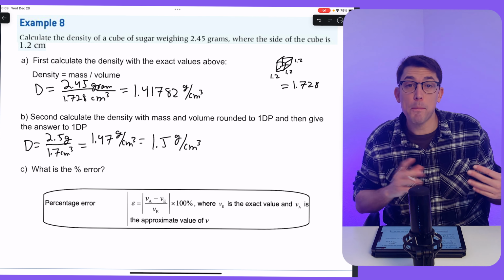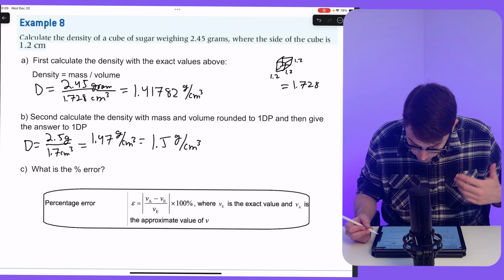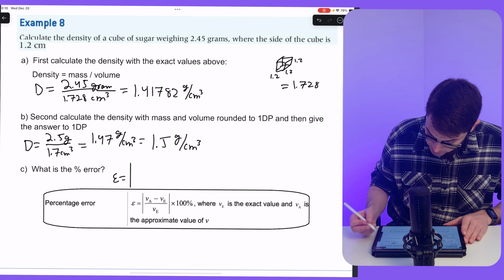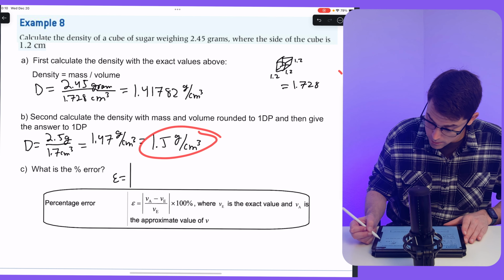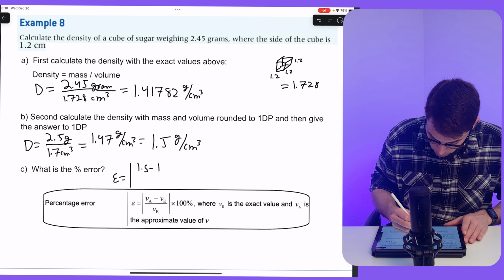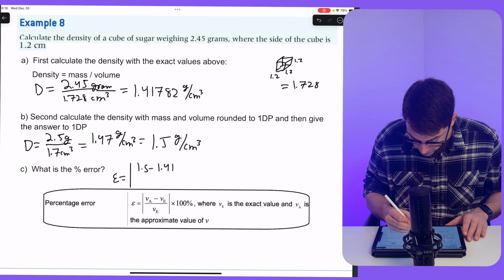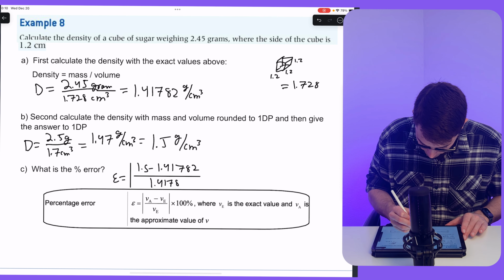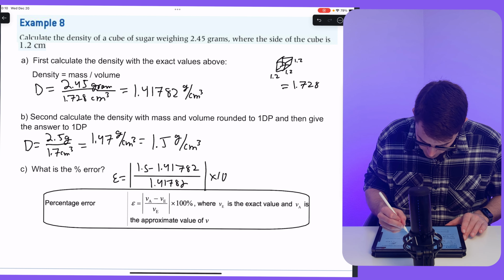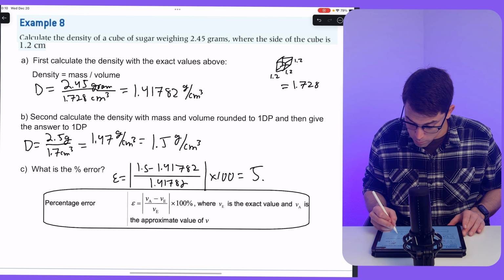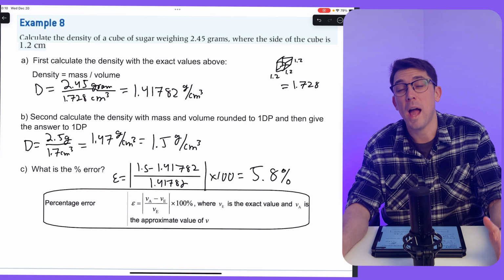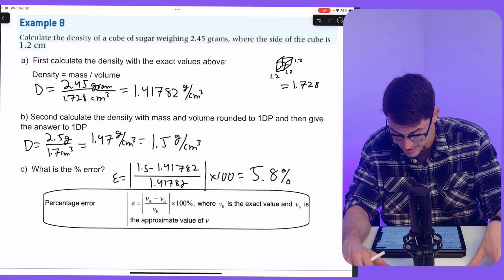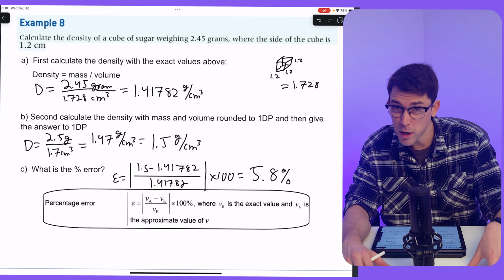So now the question is, what is my percentage error between these 2 different methods of calculation? So my error is going to be equal to my approximate. My approximate is going to be the one where I rounded. So that would give me 1.5 minus 1.41782, excuse me for getting tongue-tied, all over 1.41782, times 100. And what that is going to give me is an answer of 5.8%. So just by rounding to 1 decimal place in the calculations and the answer as well, that is giving me almost a 6% error, which is quite significant when you think about it.